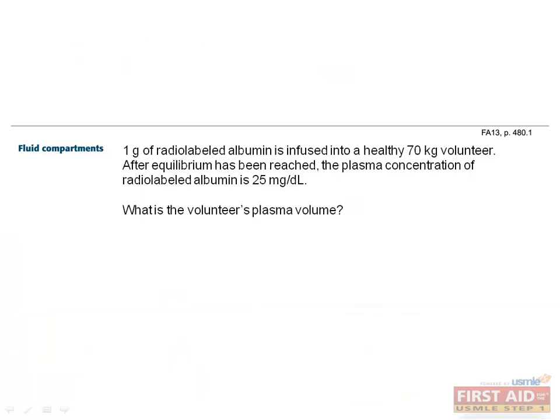Ready? You infuse 1 gram of radiolabeled albumin into a healthy 70-kilogram volunteer. After equilibrium has been reached, the plasma concentration of radiolabeled albumin is 25 milligrams per deciliter. What is your volunteer's plasma volume? In order to answer this question, we just need some simple math, which I still hate. We infused 1 gram, or 1,000 milligrams, of radiolabeled albumin.